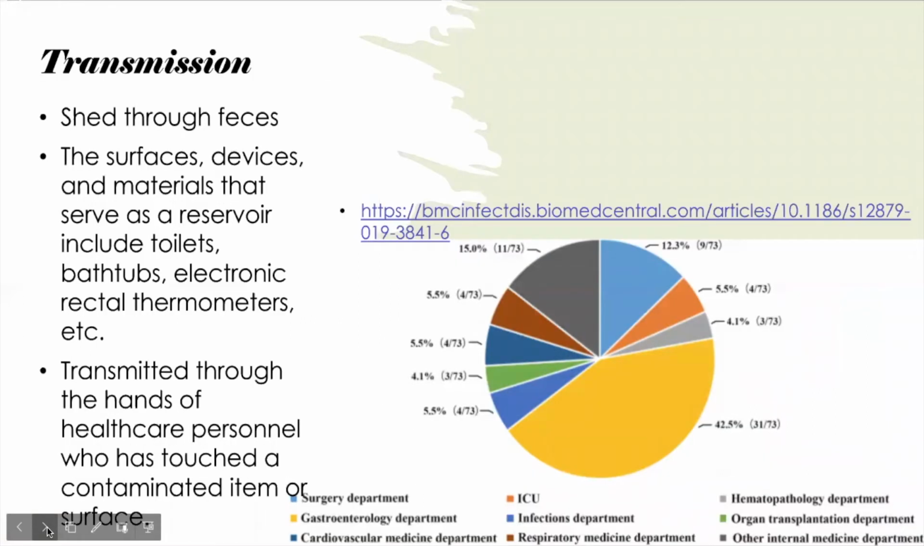The transmission of C. diff is rather simple. The bacteria is shed through feces. Contaminated surfaces, devices, and materials such as toilets, bathtubs, and rectal thermometers serve as reservoirs for C. diff. C. diff is also easily transmitted through the hands of healthcare personnel that have come in contact with a contaminated surface. The chart to the right shows the percentage of C. diff cases that were reported within the different departments throughout a hospital.